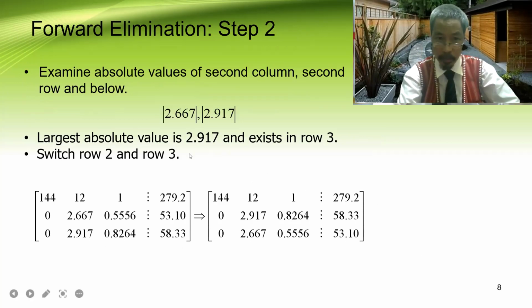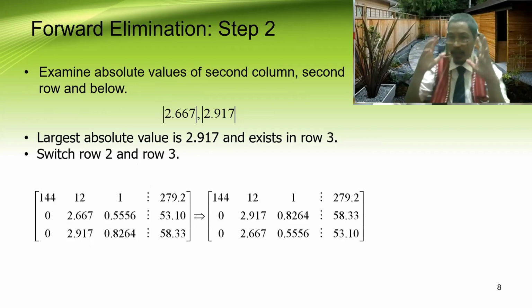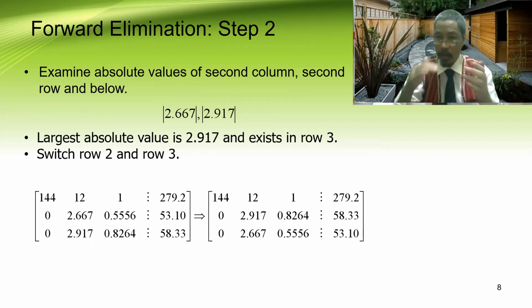So, the absolute values of this one. Compare the absolute values. Which one is greater? The largest absolute value is 2.917 and exists in row 3. Therefore, we have to switch again equation 3 and equation 2. Switch it. So by switching, we are able to compare the absolute value and switch before we do the forward elimination.